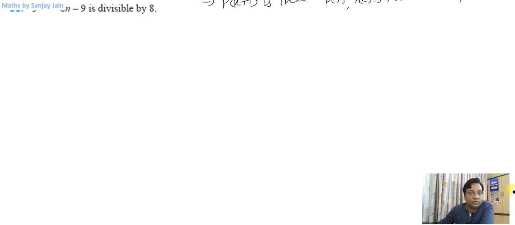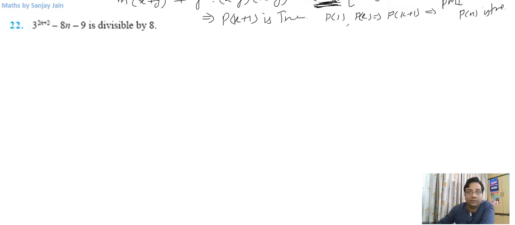Next question is also related with divisibility. So let us consider this to be p of n. Let's check its validity for n equal to 1. So 3 raised to power 2 into 1 plus 2, 4, minus 8 into 1, minus 9. So let's see whether it is divisible.